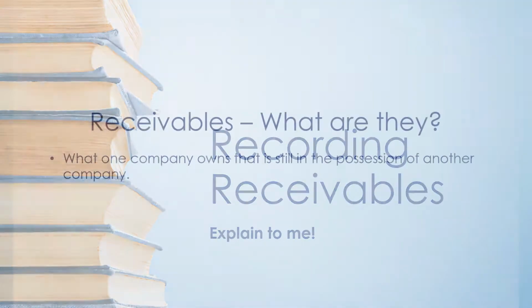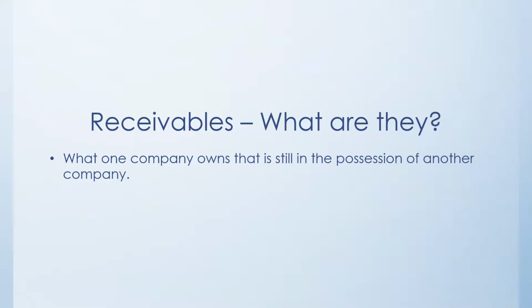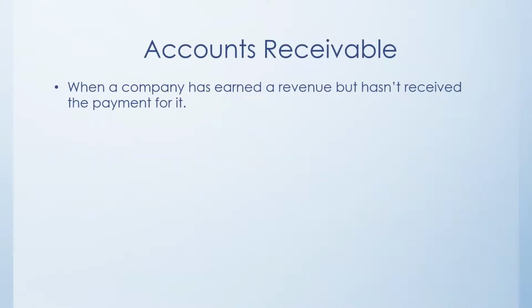Recording receivables. Essentially, receivables are what a certain company owns that is still in the possession of another company. There are many types of receivables, but the most common is accounts receivable. This is used when a company has earned a revenue but hasn't received the payment for it.